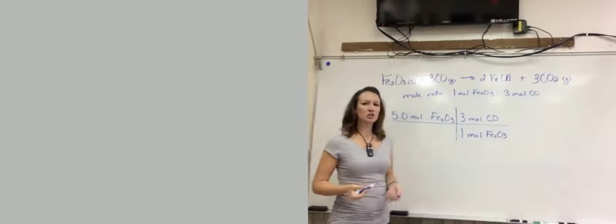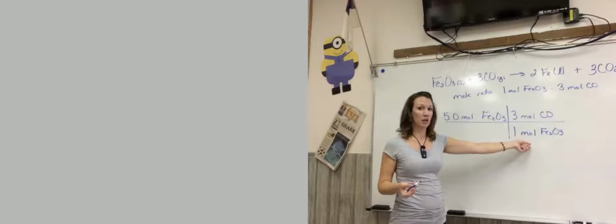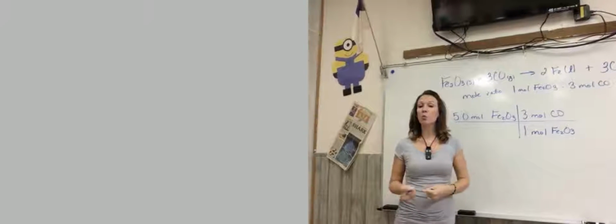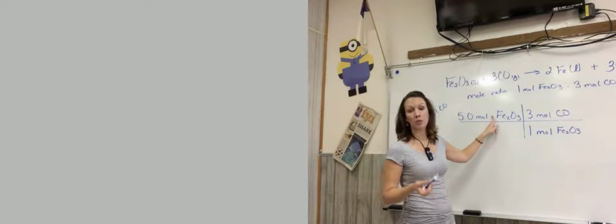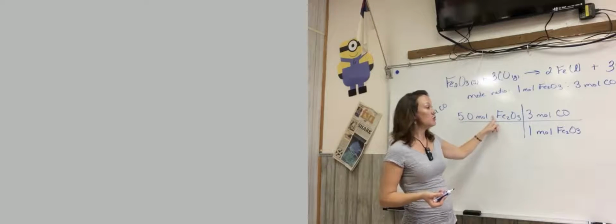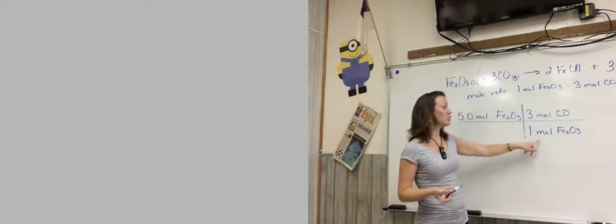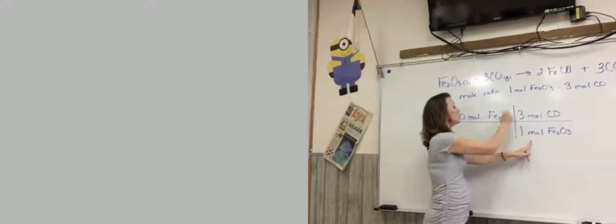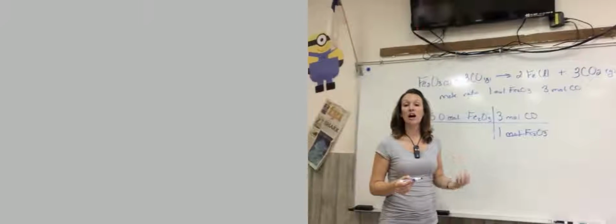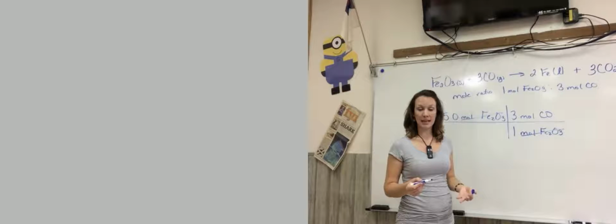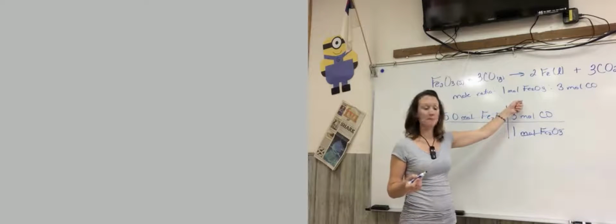Now, why did I choose to put the 3 moles of carbon monoxide on top and the 1 mole of iron 3 oxide on bottom? It all has to do with what you need to cancel out. So if you look at this, you start out with iron 3 oxide, but you wanted to convert it to carbon monoxide. So I needed the iron 3 oxide on bottom, so these two will cancel each other out, leaving me with my destination of moles of carbon monoxide. That's very important that your final destination is going to end up on top.